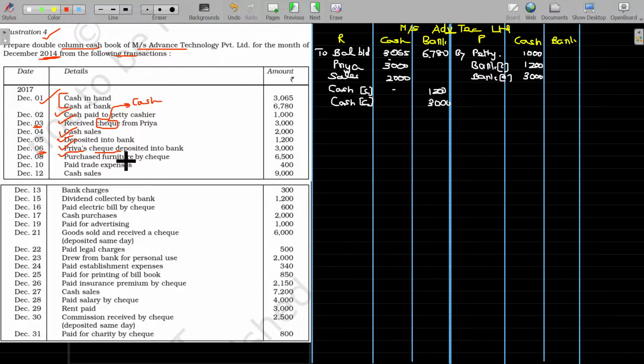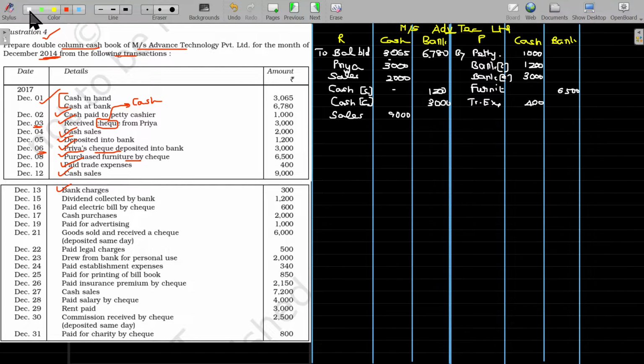On 8th December, purchased furniture by check. So in the payment side, furniture will be posted, payment for furniture, that too by way of check. I had to post that value in the payment side, 6500 in the bank column. Paid trade expenses, in the cash column 400 rupees. Then cash sales, money comes in, that too by way of cash. So in the cash column the value of rupees 9000 is posted.